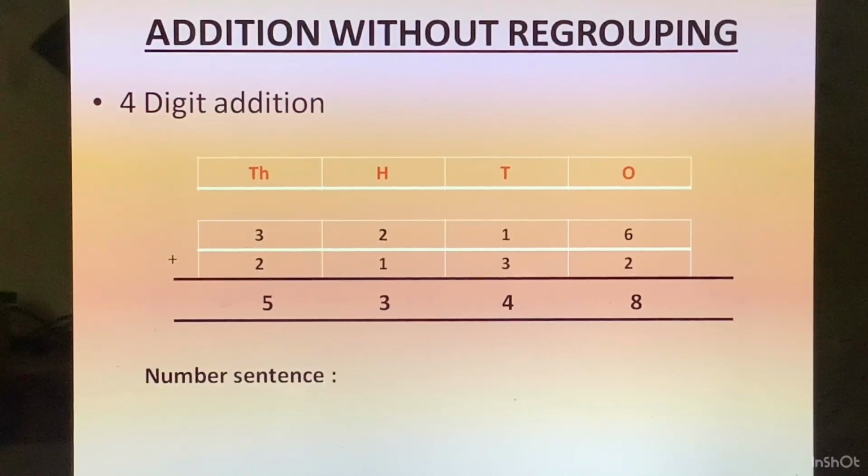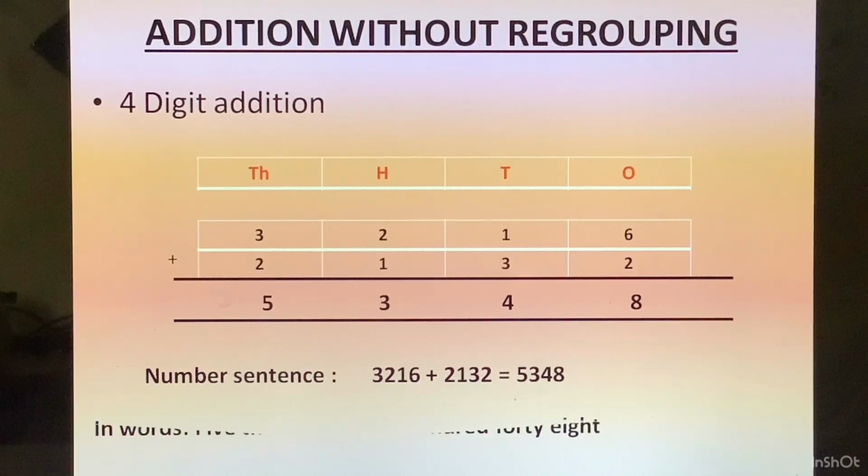Like I had told in the previous example, number sentence form of reporting the answer, this will be 3216 plus 2132 is equal to 5348. Now you can report the answer in words also. In words we will write 5348.